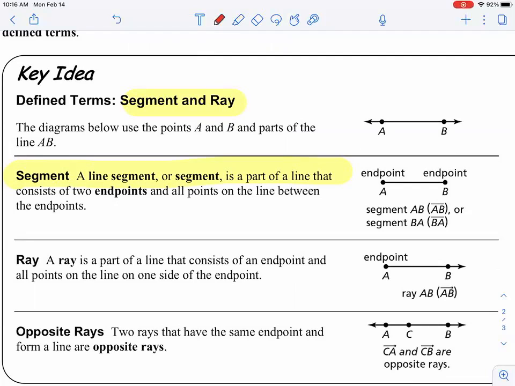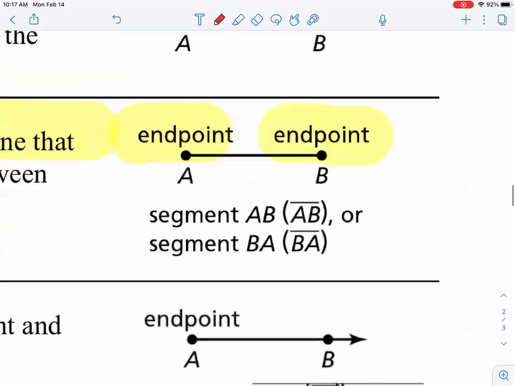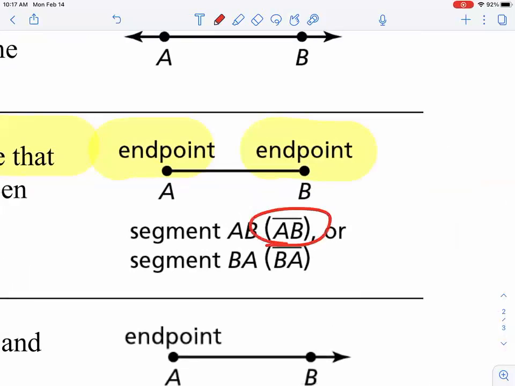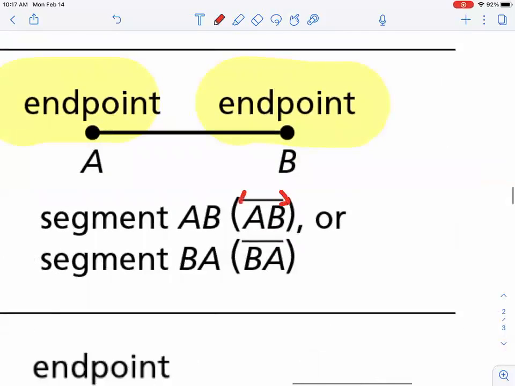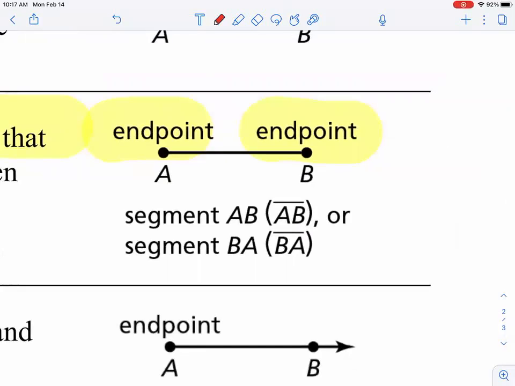It has 2 endpoints. So here's an example of a segment that has 2 endpoints. It has a left end and a right end. Lines go on forever, though. Segments do not. Segments are finite, meaning they end, as opposed to infinite, which means they don't end. So if we want to name this segment, we could name it segment AB. Remember, we need the little segment symbol, but notice no arrows on the end, right? Because the segment does not go on forever. So we don't put arrows on the end when we name it. We also can change the order and call it segment BA.